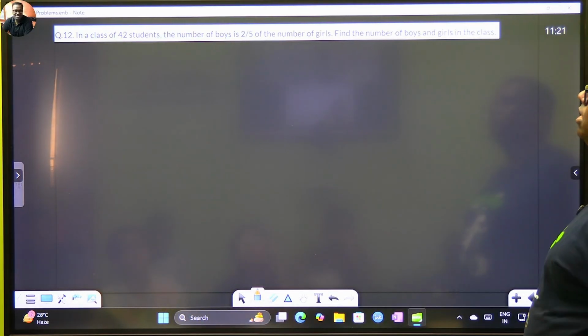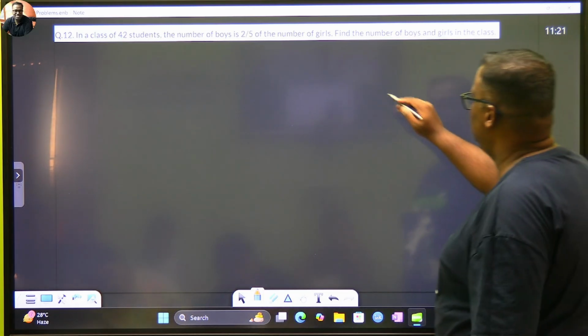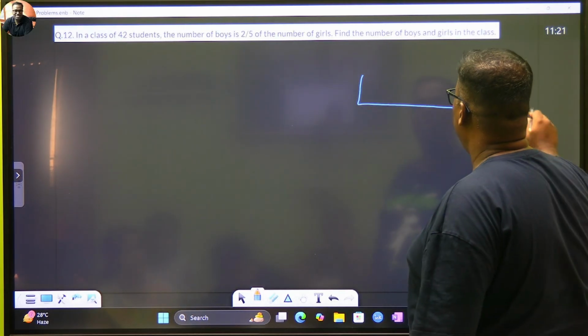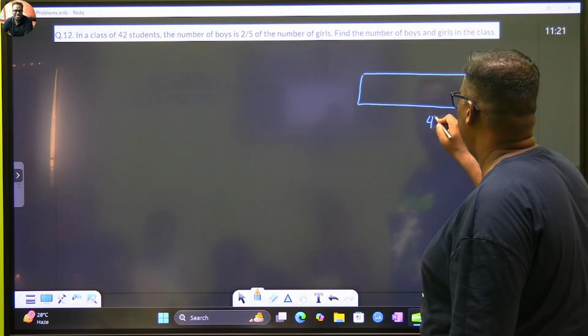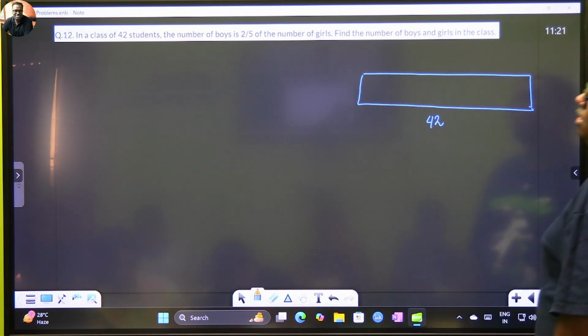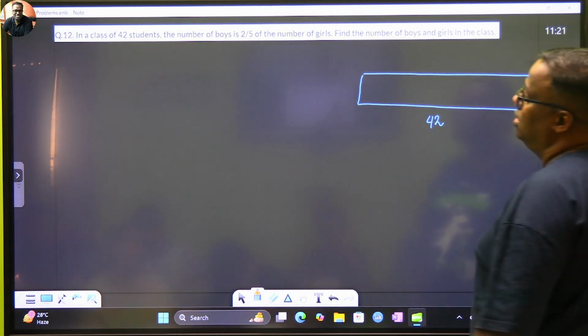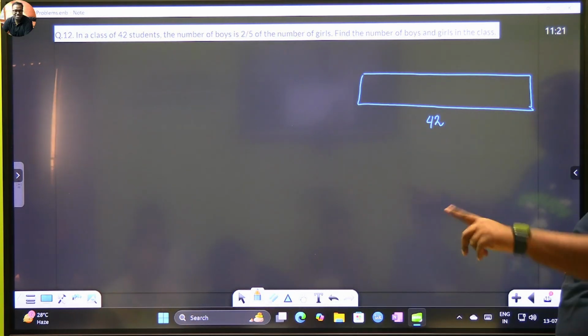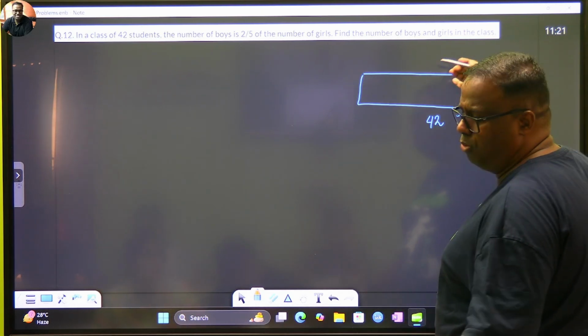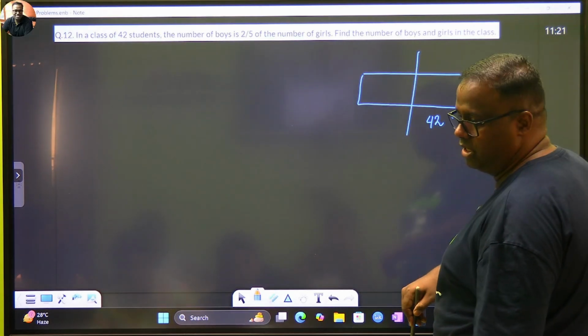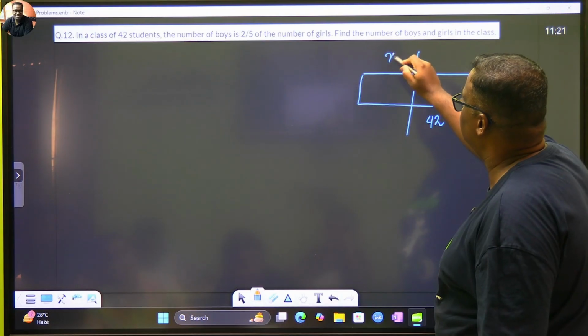Let's take this question. In a class of 42 students. So how many students do we have in the class? Again, do it like a Dairy Milk. How many students are there? 42. The number of boys is 2/5 the number of girls. So how do we do it? Somewhere there is a boy and girl split. So let us split it here. Let's say the boys are x.